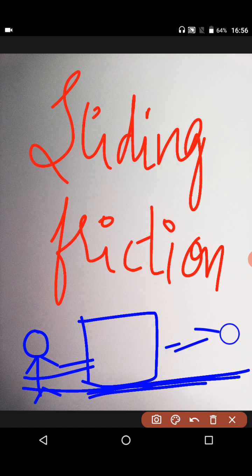When you are sliding, it goes forward, but you feel like you should push more. The force required to keep the object moving with the same speed is a measure of sliding friction. This is one of the measures you should know. It's very important also.